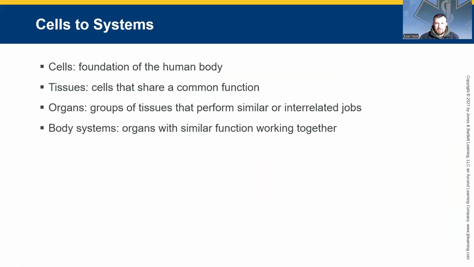Cells. So our entire body is made up of cells. So the cell is the foundation of the human body. Tissues are cells that share a common function. And then we move on to an organ, which is a group of tissue, remember, made up of cells that perform similar or interrelated jobs. And then we've got the body systems, which are organs of a similar function working together. So everything is made up of cells. It all starts with a cell.